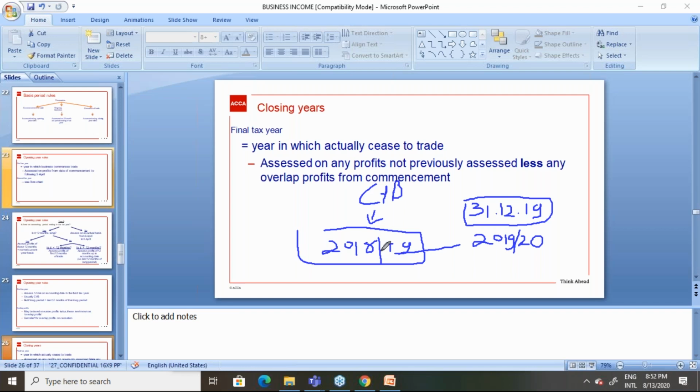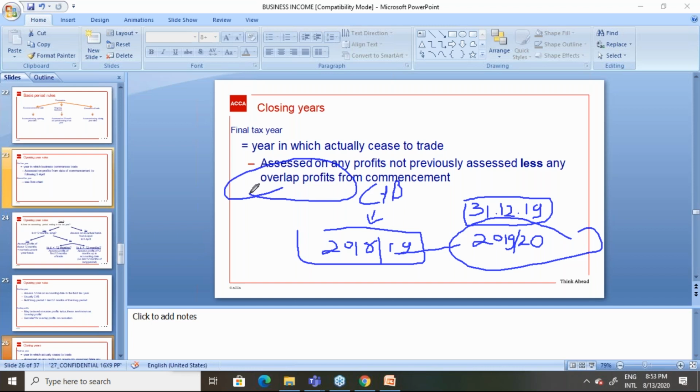For the penultimate year, you need to apply the current year basis. When you do that, you automatically figure out there are certain profits that have not been taxed up to the penultimate year. Whatever the profits that have not been taxed up to the penultimate year must be taxed in the last tax year. When you are doing that, don't forget to deduct any overlap profit that have arisen due to opening year rules.